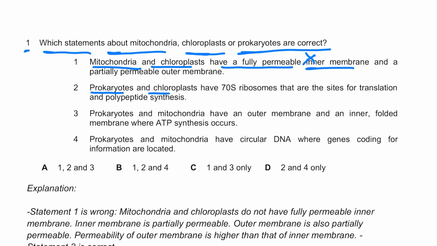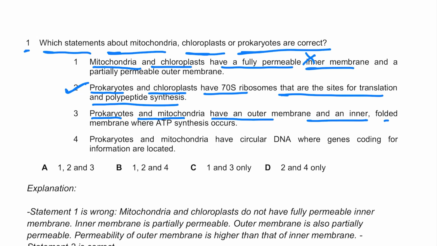Prokaryotes and chloroplasts have 70S ribosomes that are sites for translation and polypeptide synthesis. Guys, this is true. As we all know, prokaryotes and chloroplasts both have 70S ribosomes, and these are the sites of translation and polypeptide synthesis. Prokaryotes and mitochondria have an outer membrane and an inner folded membrane where ATP synthesis occurs. Guys, this is wrong. Mitochondria have an outer membrane and an inner membrane, but prokaryotes do not have outer and inner membranes. Prokaryotes only have a single membrane.